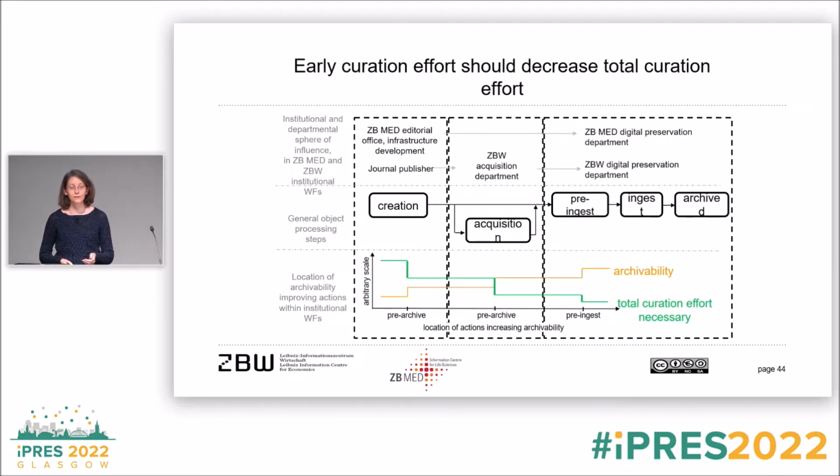And our idea was if you increase archivability early on during, for example, the creation, then you decrease the total creation effort a lot for the institution. So it's not about the level, but about the decrease. And if you increase archivability only at the digital preservation department, you have a lot of effort, and the total creation does not decrease that much. So that was the idea. Basically, if you have to contact your data producers years later, you have a lot of creation effort.